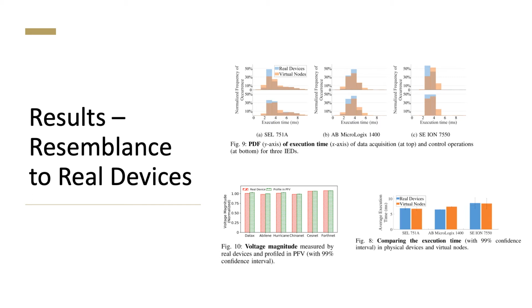And as you can see on the probability distribution right there, the orangish color is our virtual node, and the bluish color is the real devices. As you can see here, our virtual node actually matches the real devices very closely. So the attacker will not be able to tell whether this is a fake node or a real device. And the mean also matches quite well.